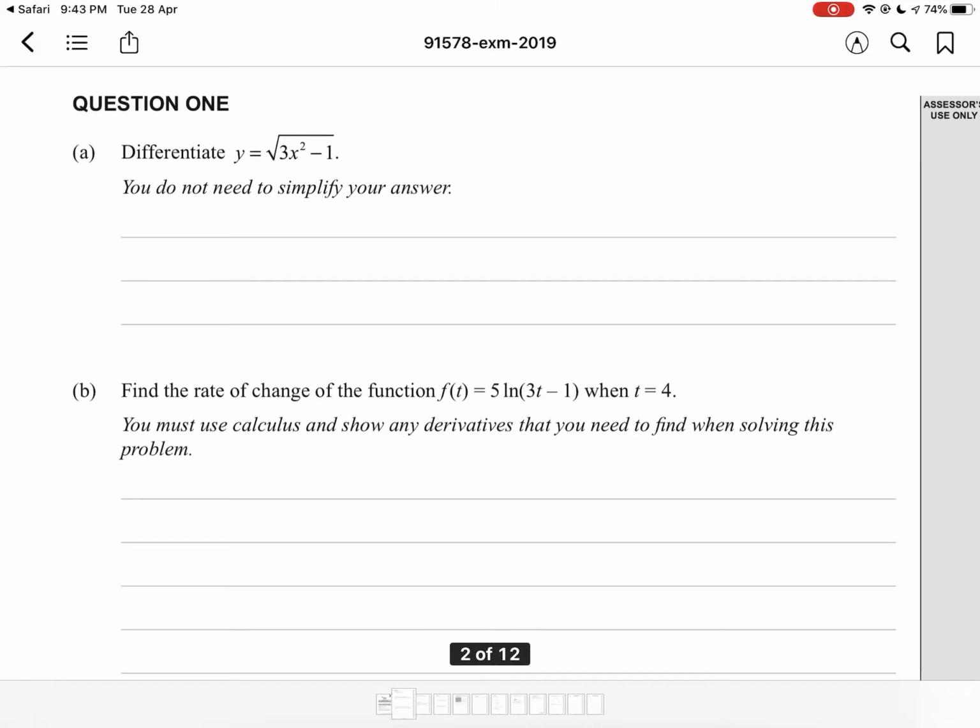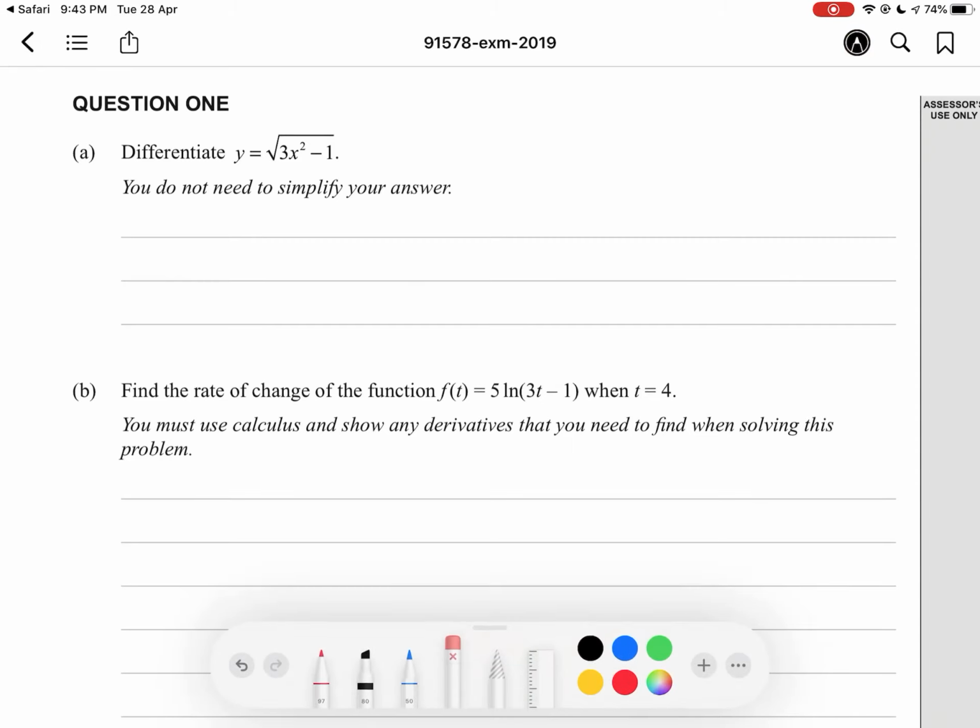So question 1, differentiate y equals the square root of 3x squared minus 1. For this question we cannot differentiate straight away with the square root, so we're going to rearrange and make it 3x squared minus 1 to the power of 1/2. So our y equals 3x squared minus 1 to the power of 1/2. And now we can apply our chain rule in order to find our dy over dx.